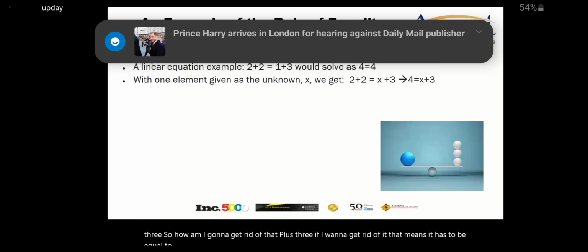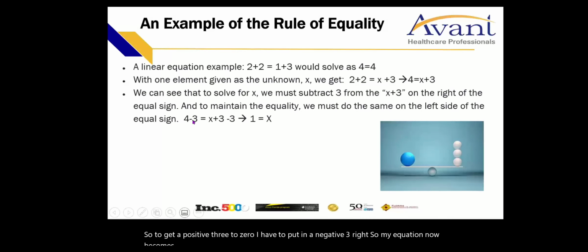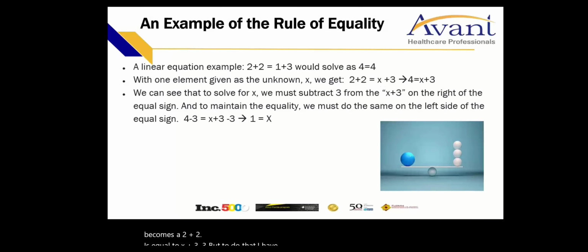So to get a positive 3 to 0, I have to put in a negative 3, right? So my equation now becomes 2 plus 2 is equal to x plus 3, minus 3. But to do that, I have to also minus 3 on the other side, right?